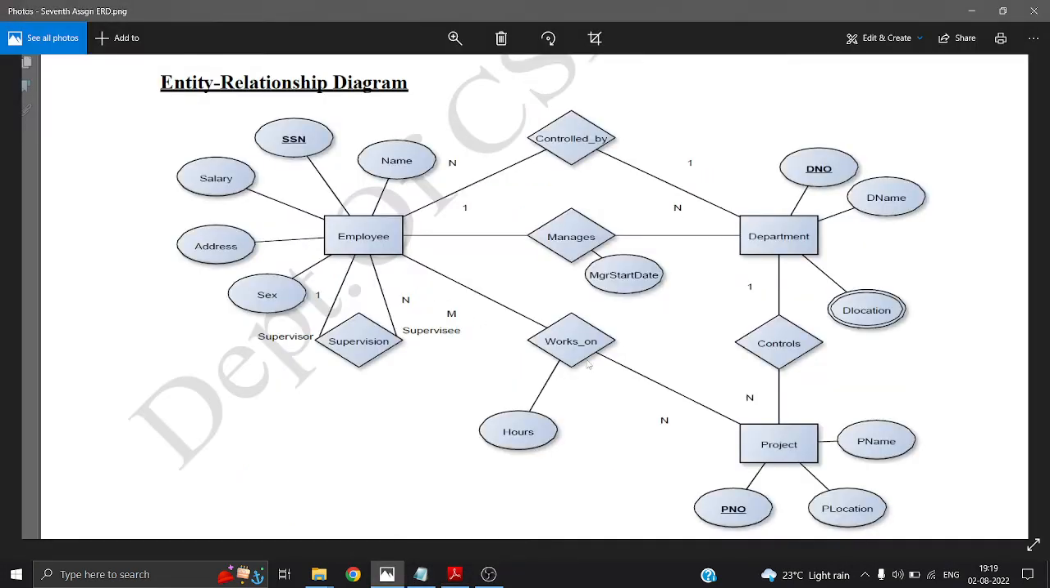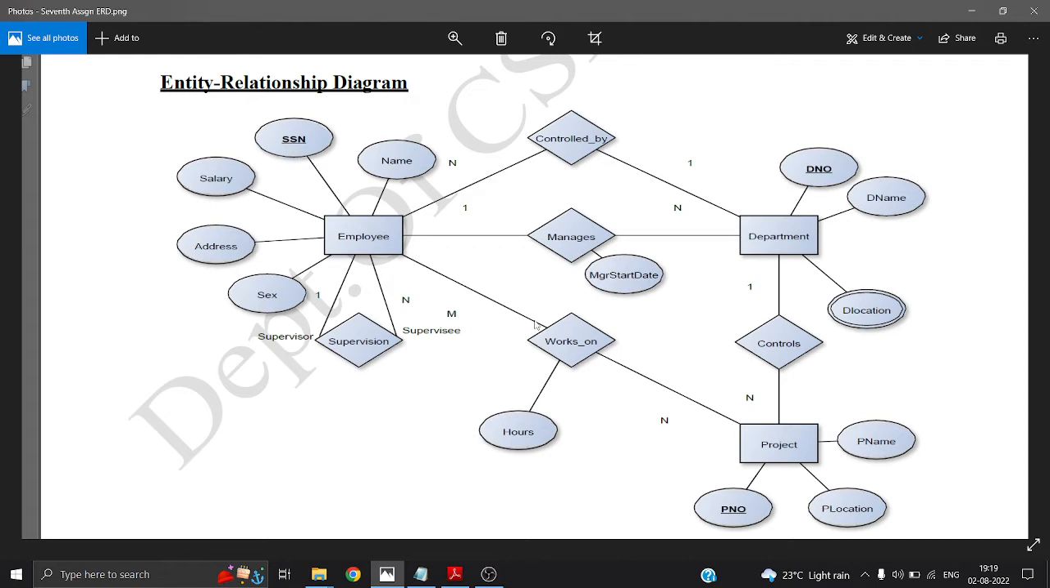Here you can see works on is a relationship between employee as well as project. One employee works on many projects. One project for which many employees are working. So when we read out the relationship from both sides, we are able to get the cardinal ratio as 1 is to n from both sides.